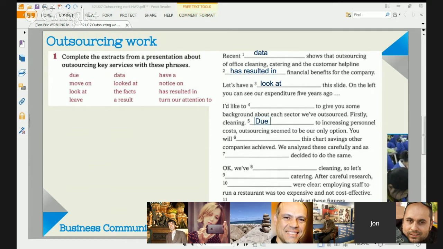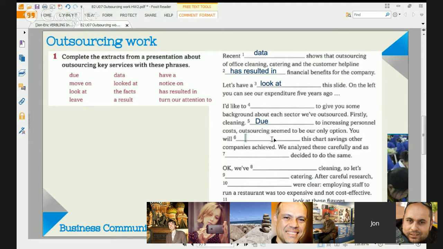It's Shell. Shell, we're reviewing some of the key expressions from yesterday, and all of them are in red on the right side. Can you continue to do number 6? You will have, you will look at this chart savings. Sorry, almost. It's the right idea, but the wrong word.